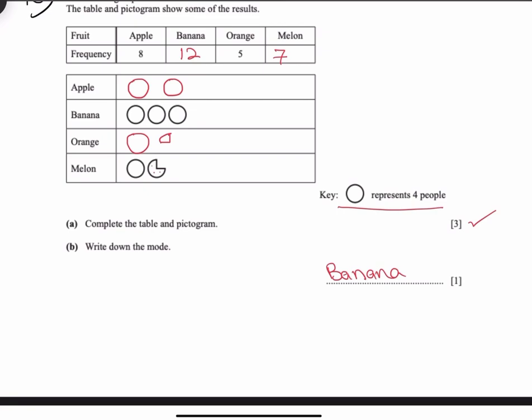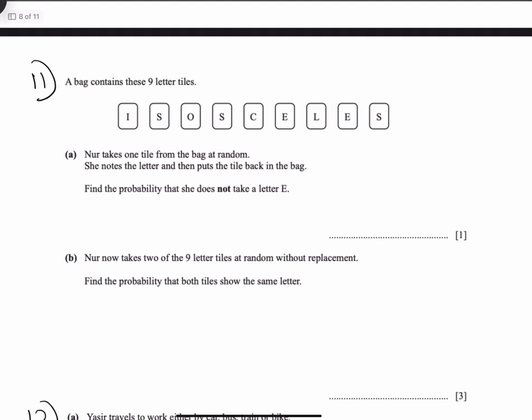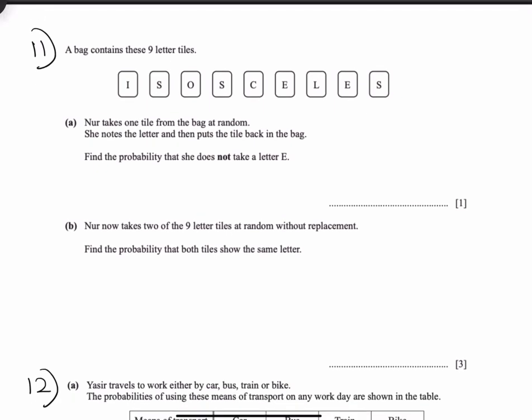You don't say the mode is 12 people, you say the mode is bananas. Now in the next question, question 11, it's probability. A bag contains 9 letters. Noor takes one tile from the bag at random. She notes the letter and then puts the tile back, so it's with replacement. Find the probability that she does not take the letter E.